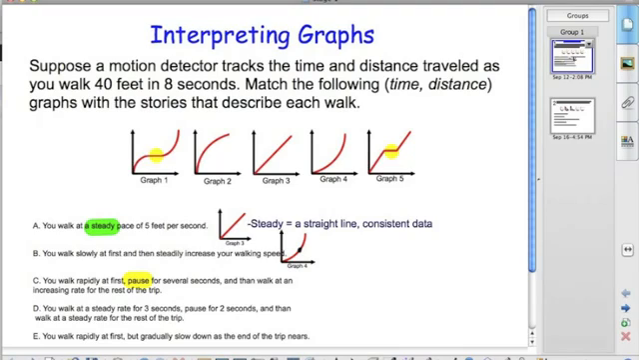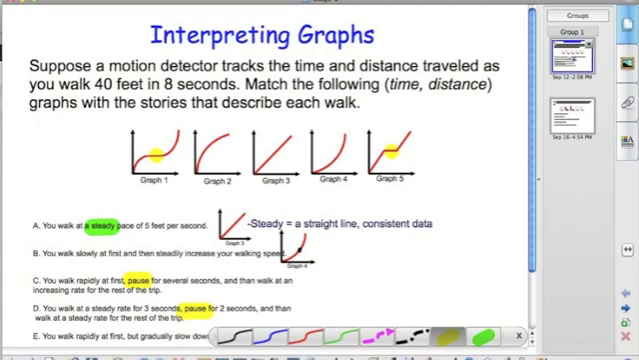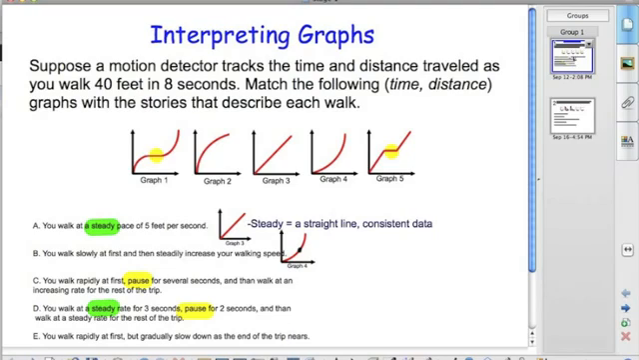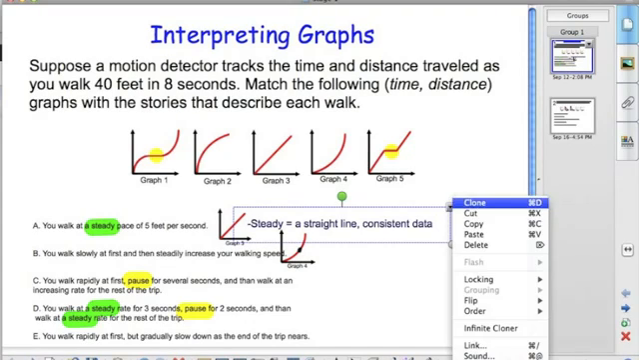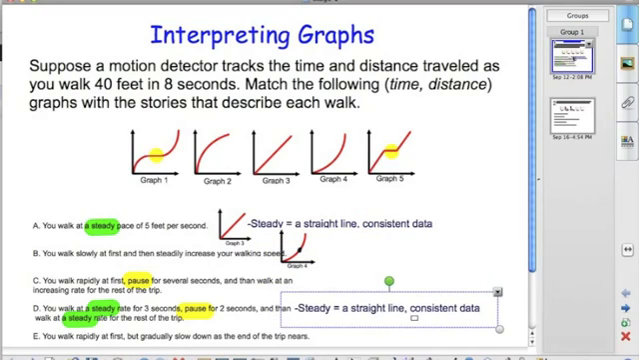Part D says you walk at a steady rate for 3 seconds, pause for 2 seconds, and then walk at a steady rate for the rest of the trip. So there's actually a couple of important things in this statement. The fact that it's a steady rate and the fact that there's a pause. So the pause represents the horizontal line. And a steady rate, as we remember, represents a straight line or consistent data. So I'm going to take that statement and bring that right back down here as well.